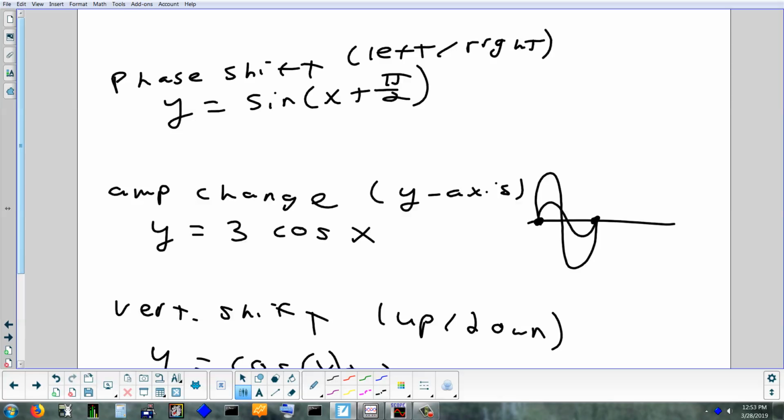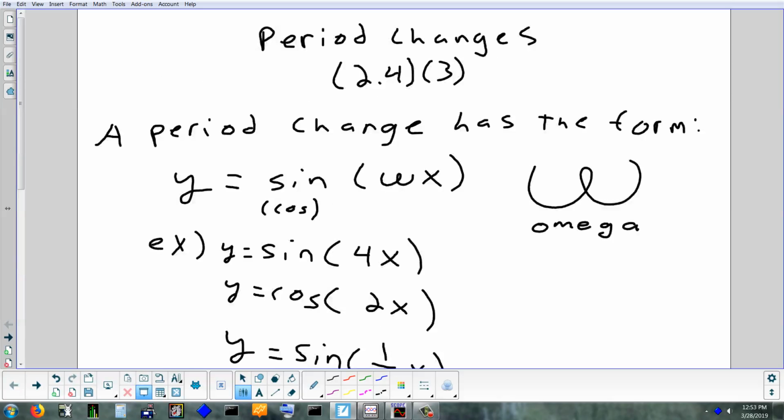That, to me, is the opposite of what you would expect. But that's the way phase shift works. It does the opposite. Same thing is going to happen here. Period change is going to do the opposite. So when you put a big number in front of x, what do you think is going to happen? Is it going to stretch it bigger or compress it smaller? Yeah, it does compress it.